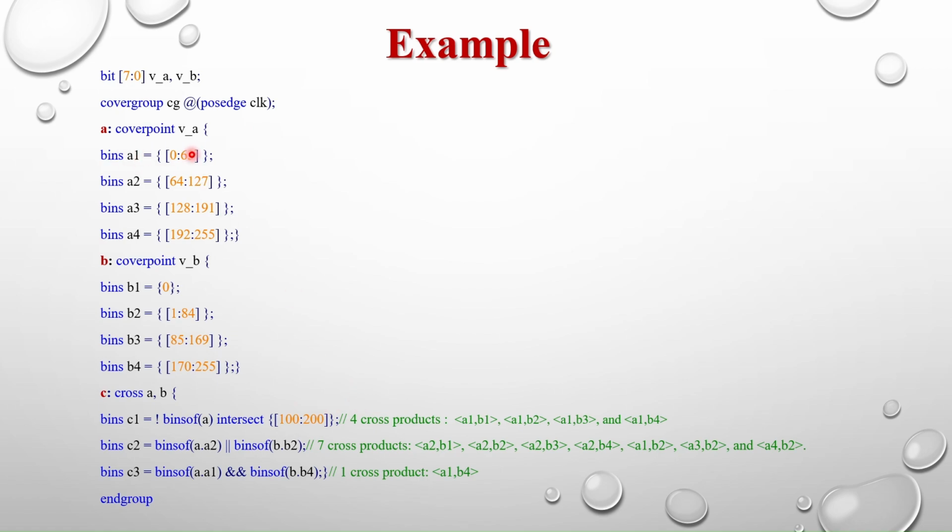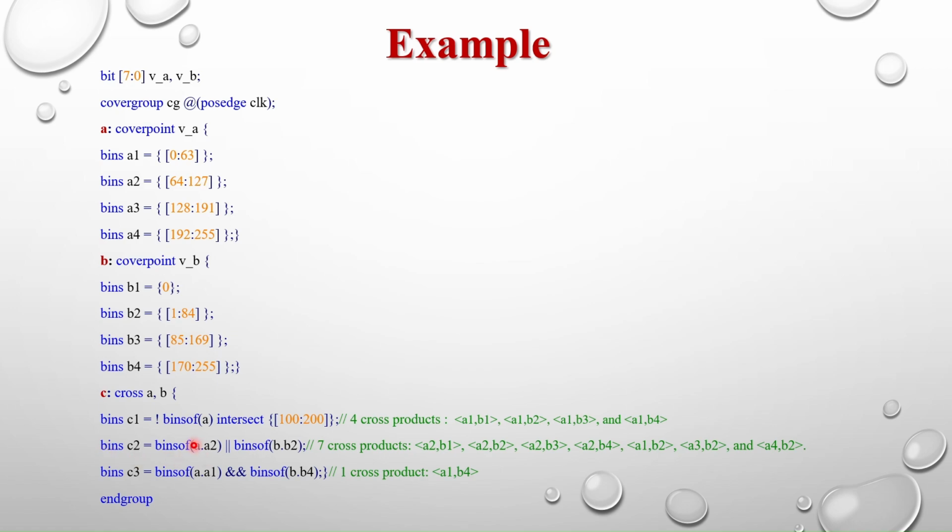So we have only A1, and we need to cross this A1 with B because we are doing the cross product between A comma B, right? So now we've got bins of A whose values do not intersect with the range A1. So A1 cross B1, A1 cross B2, A1 cross B3, A1 cross B4. So a total of 4 cross bins will be created for C1. Okay, 4 cross products: A1 B1, A1 B2, A1 B3, A1 B4.